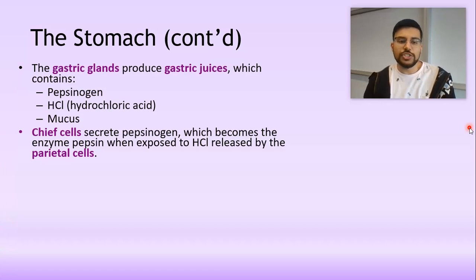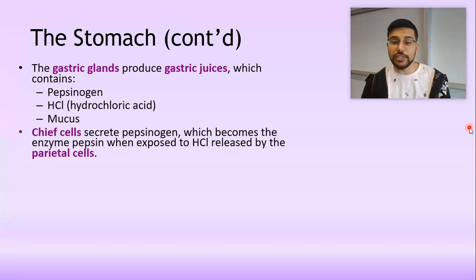So we've got first chief cells. Chief cells are going to secrete this pepsinogen that is going to become the enzyme pepsin once it reacts with HCl. Pepsin is really difficult to make, but it's pretty easy to make pepsinogen for our body. So our body's going to produce pepsinogen, and then the acid in our stomach is going to convert that into pepsin.